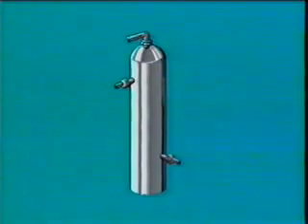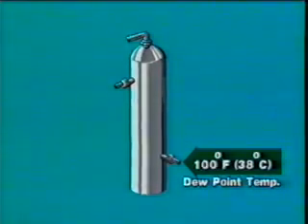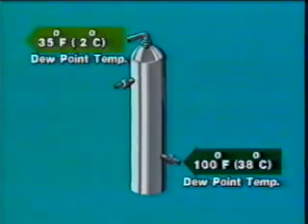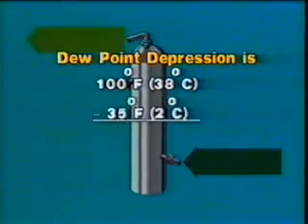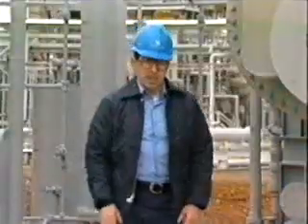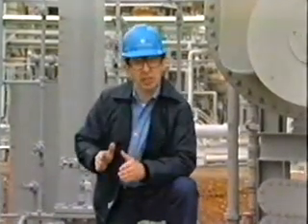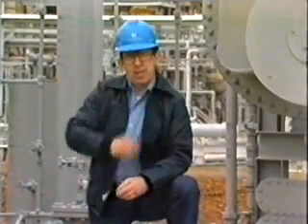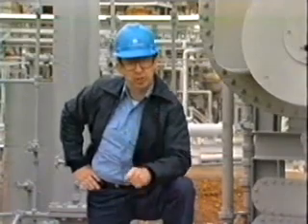For example, if the inlet gas temperature to the contactor is 100 degrees Fahrenheit and it has a dew point temperature of 100 degrees Fahrenheit, and the outlet gas temperature from the contactor is 100 degrees Fahrenheit and it has a dew point temperature of 35 degrees Fahrenheit, then the dew point depression is 100 degrees Fahrenheit minus 35 degrees Fahrenheit, which equals 65 degrees Fahrenheit. The goal in operation is to achieve the dew point depression that meets contract specifications for the water content in gas.